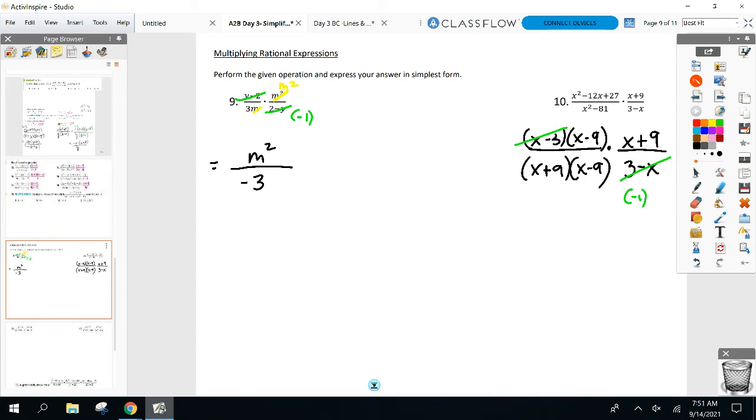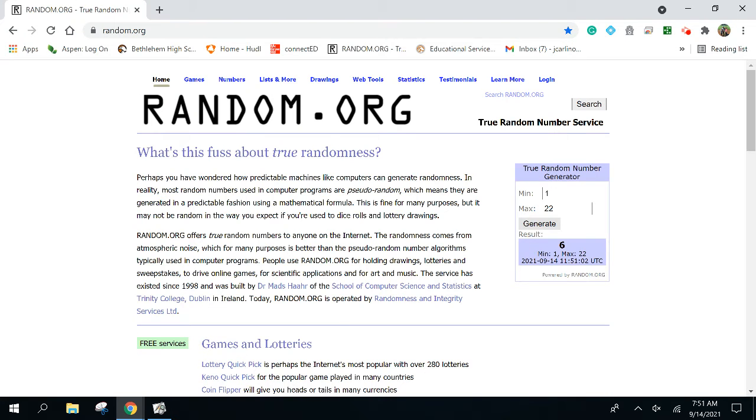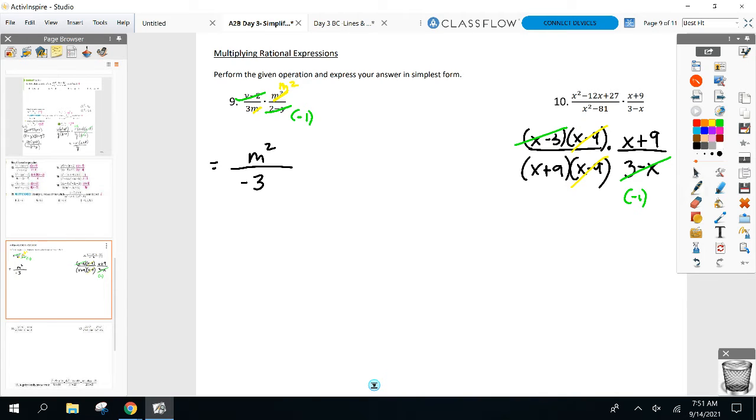X minus 9, x minus 9. X minus 9, x minus 9. Good. We're keeping... Oh yeah, come on, Elizabeth. Is that it? Oh, look what's left. Oh, the x plus 9. Darn right. Guys, what's the only thing I'm left with? -1. Boom. How's that for you? Good? Any questions? Ask away.